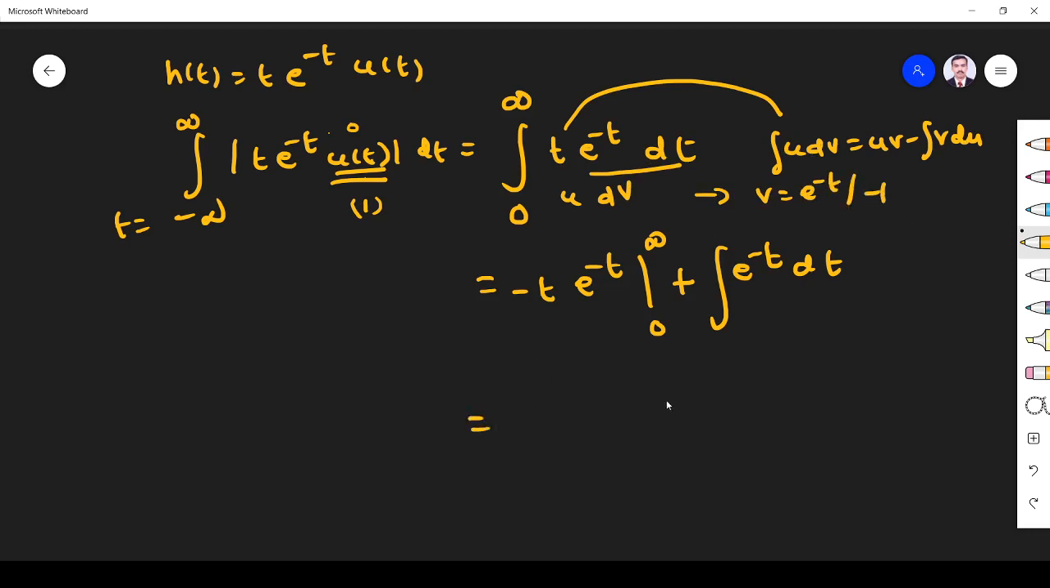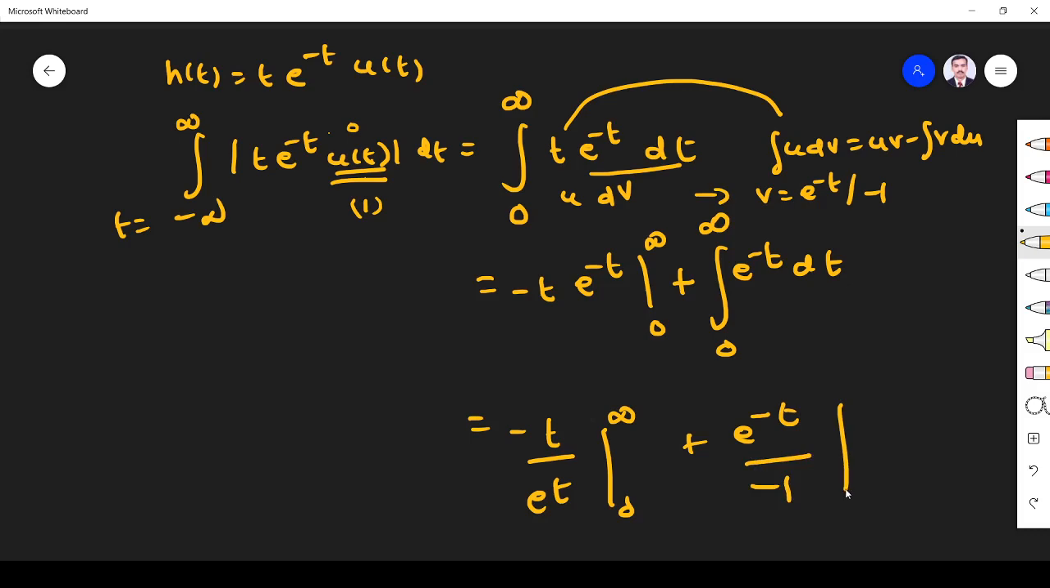So what is happening here? I want to find minus t e power minus t, 0 to infinity. I can write this as t by e power t, 0 to infinity, plus this integral from 0 to infinity. This we can integrate as e power minus t divided by minus 1, 0 to infinity.